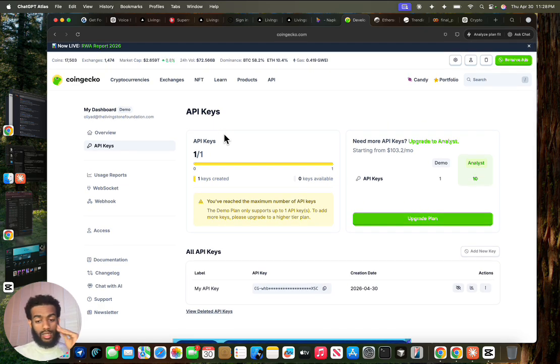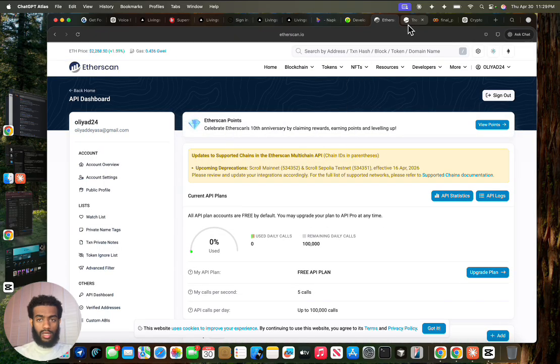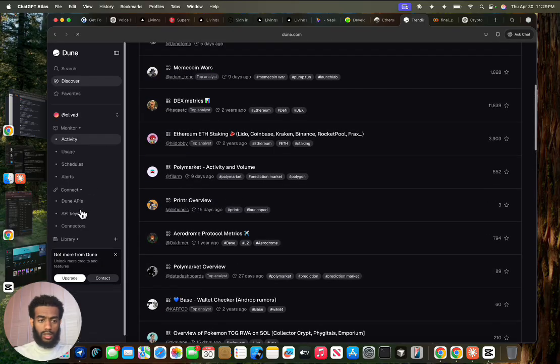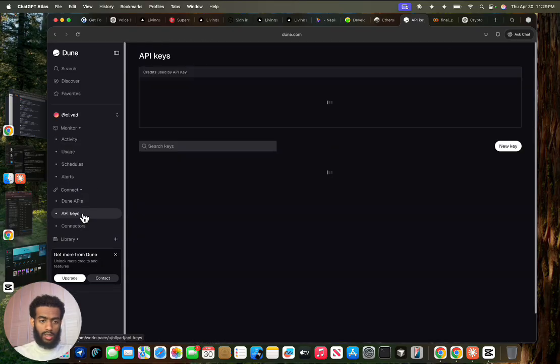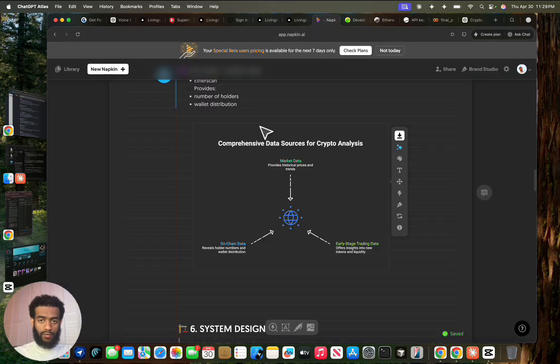The paid plan is $103 a month, and I'm not trying to pay all of that, so I'm using the free version to get as much as I can for this project at least. I use CoinGecko, Etherscan, and Dune, which is another one of these, and I use their APIs right here to get all the data and information that I need.